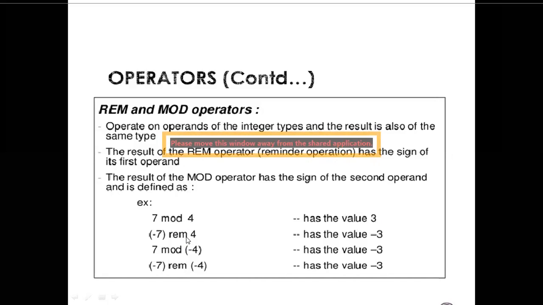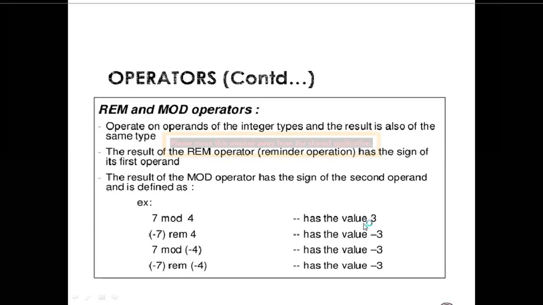But in the case of remainder, it takes the dividend sign. What is the dividend here? Minus 7. So therefore, the result is minus 3. That is the difference between mod and remainder.